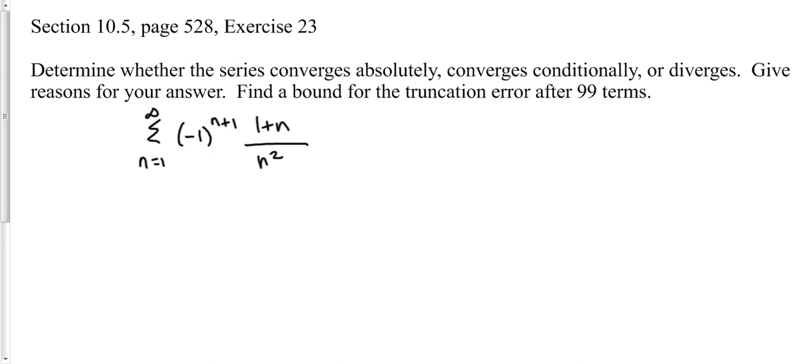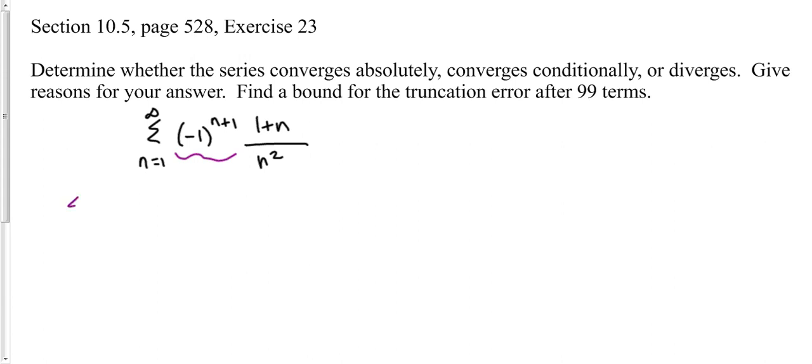So our series for exercise 23 is the summation from n equals 1 to infinity of (-1)^(n+1) times (1 + n) over n squared. Now the first thing you want to notice is that that factor tells us that this is an alternating series, and that means that we're going to be able to apply certain theorems, certain rules to the situation. So the first thing that we need to do is test for absolute convergence, and we need to use what we learned in section 10.4.